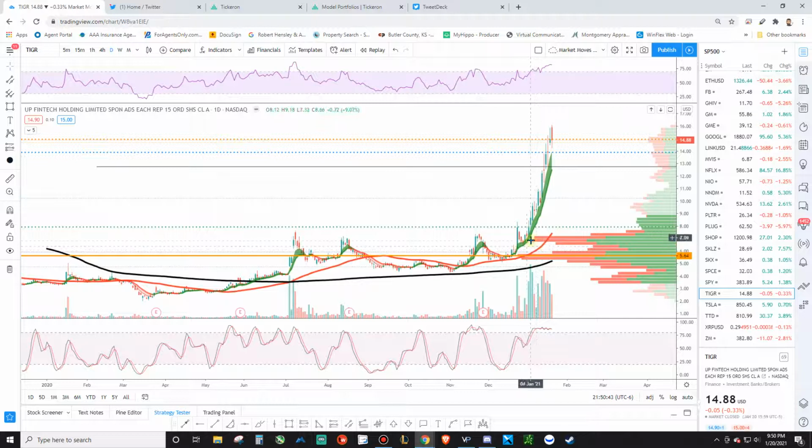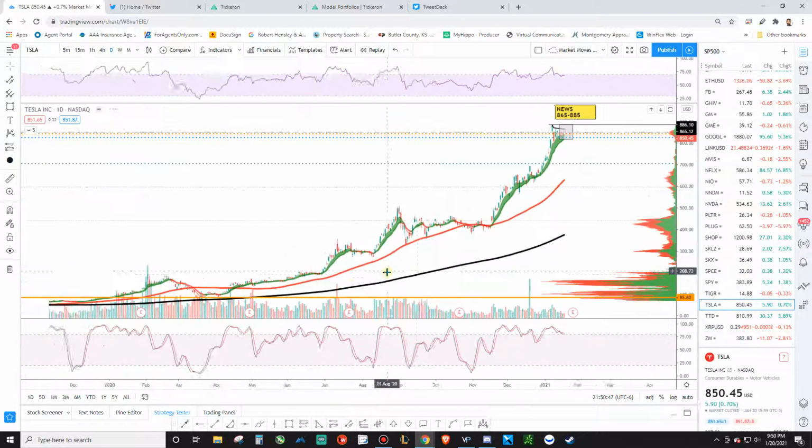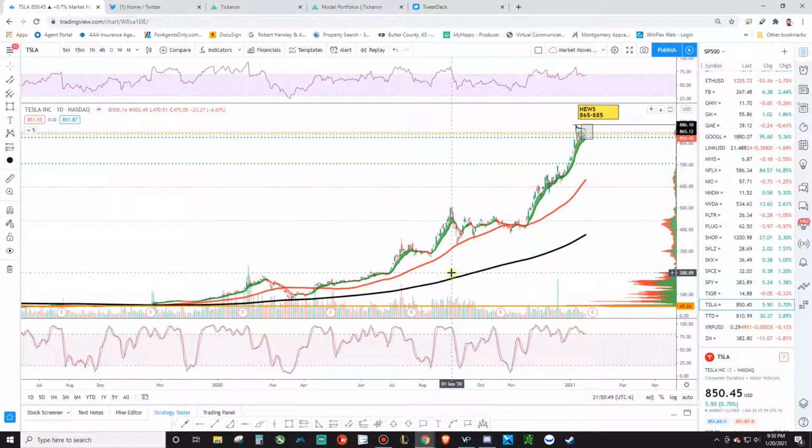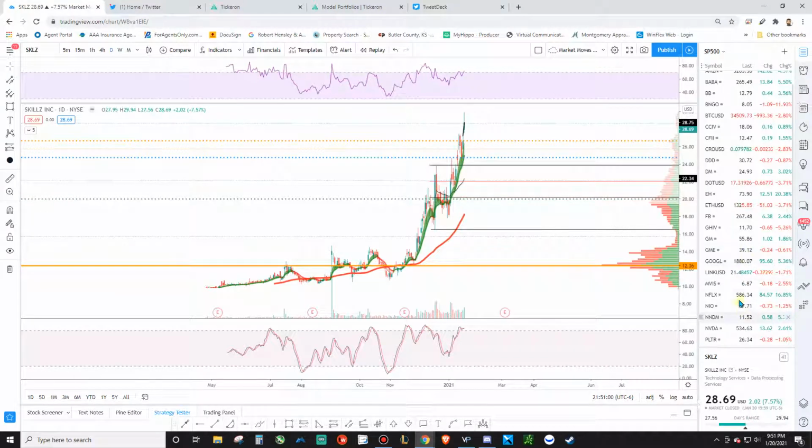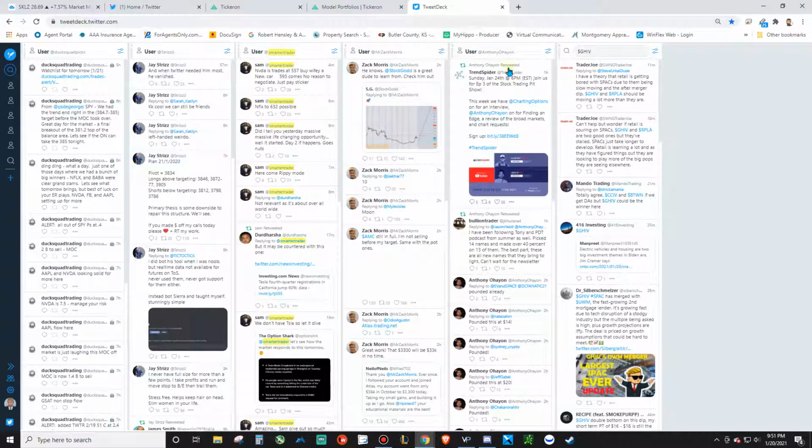He was calling Tiger here. He made a call on Tesla when it was sub 200 that it was going to 4,000. He said actually 10,000. He called Skills. A lot of people called Skills, but he was the one really pounding the table on it. This guy's a beast. So if you're not following him, these two guys are just incredible, Zach Morris and Anthony.